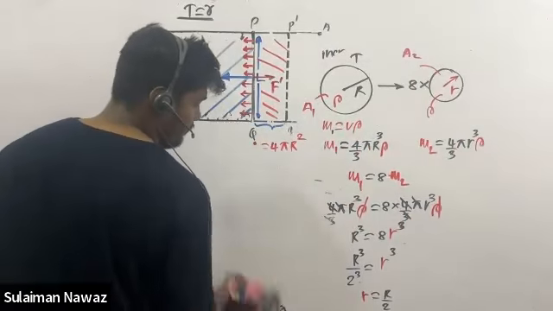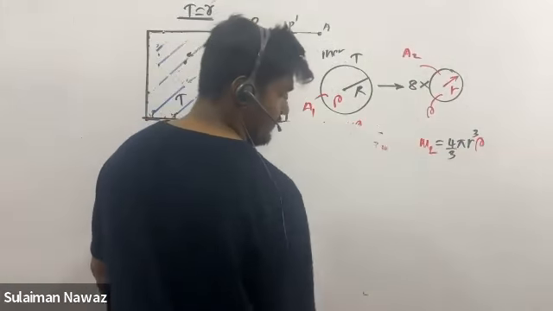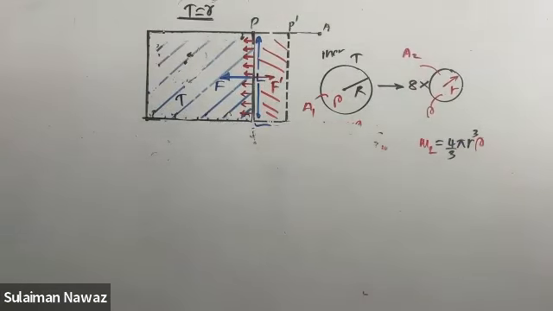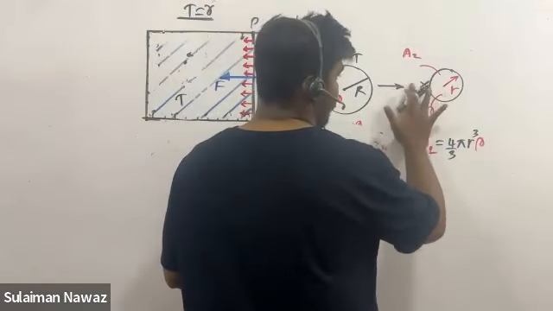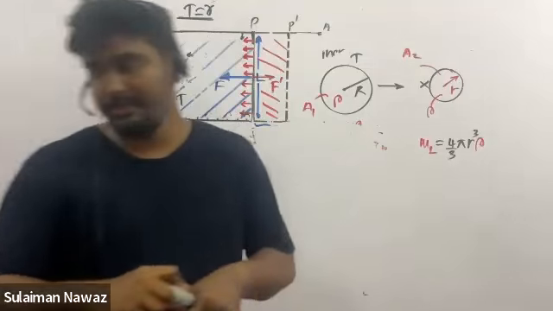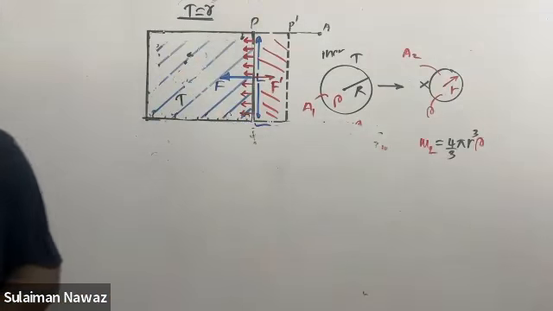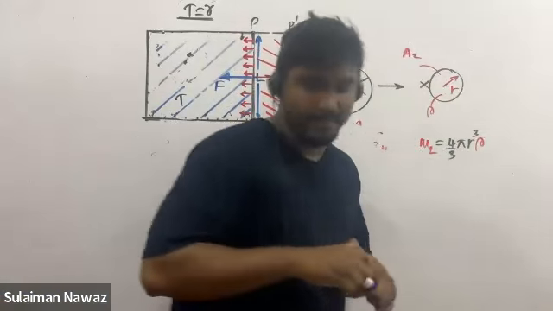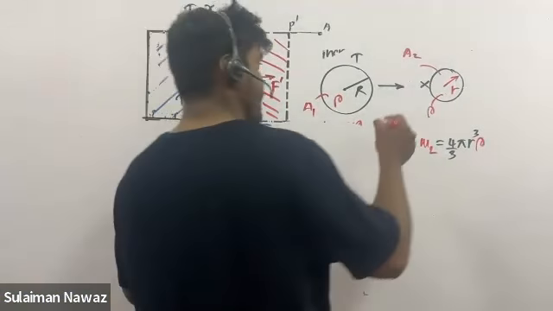Question number 3. The same idea. The amount of work required to break a drop of radius 0.5 centimeter into droplets of radius 1 millimeter. I don't know how many droplets, so I say small n number of droplets. Capital R is 0.5 centimeters, small r is 1 millimeter. I can break it into small n number of droplets.